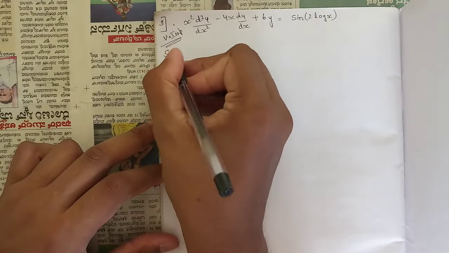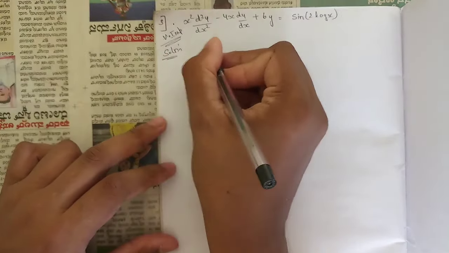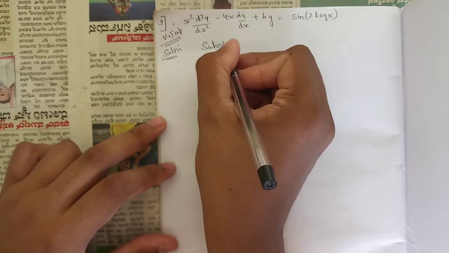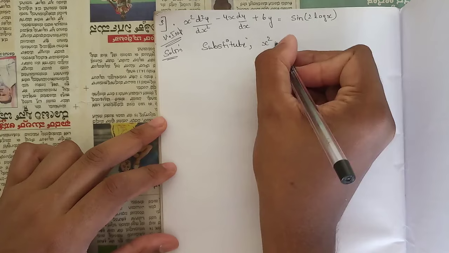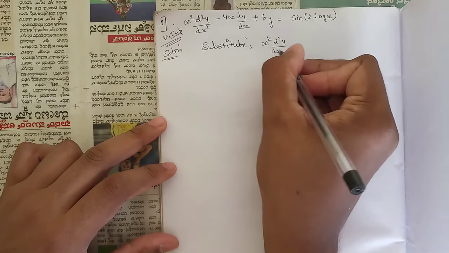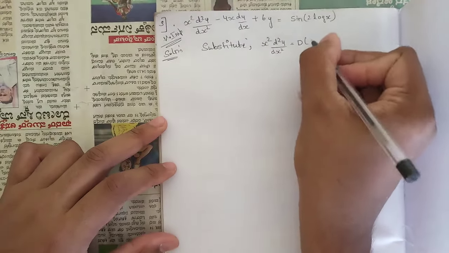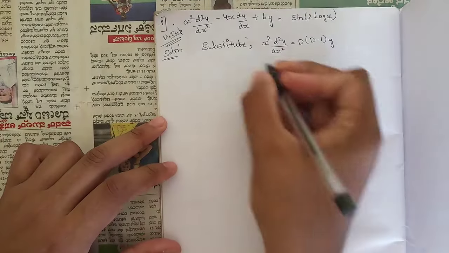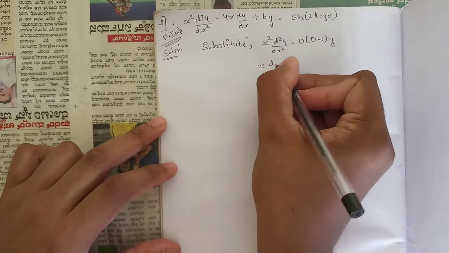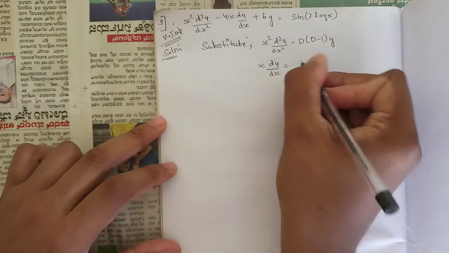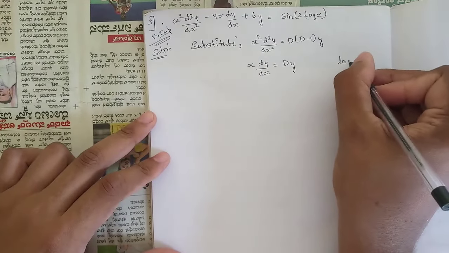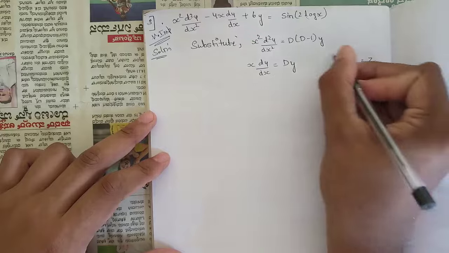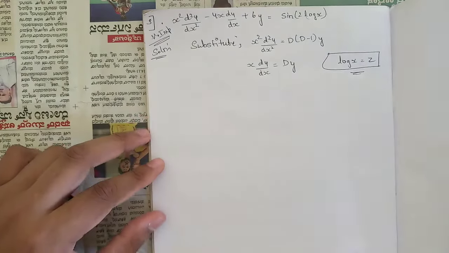So the first thing we need to do is make a few substitutions. X square d square y by dx square is written as D into D minus 1 into y. X dy by dx is written as Dy. Here in the place of R of x we have log x, so we need to replace log x as z.